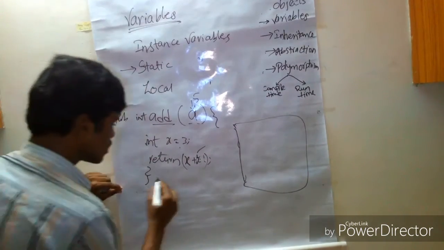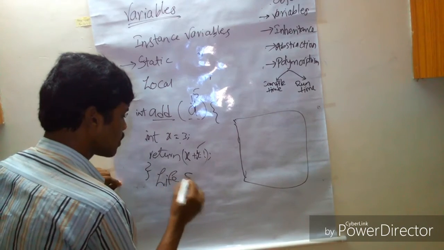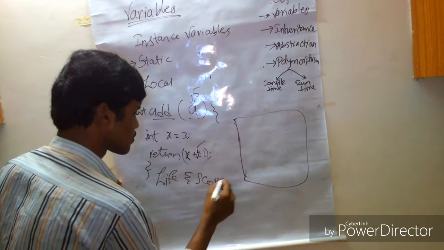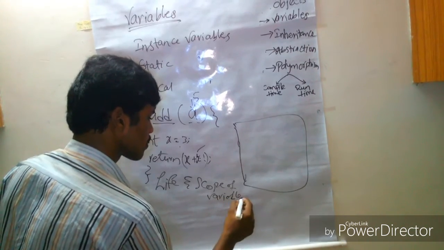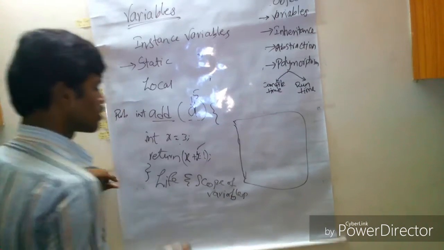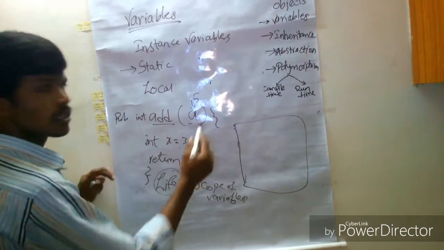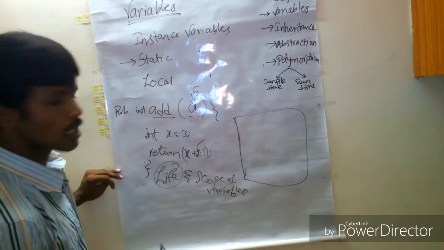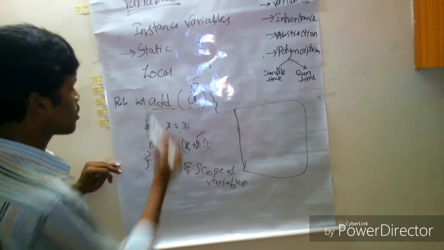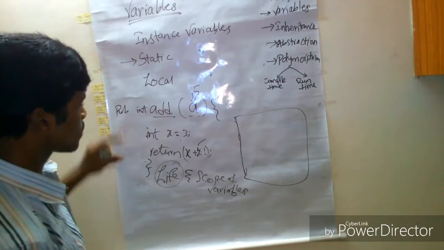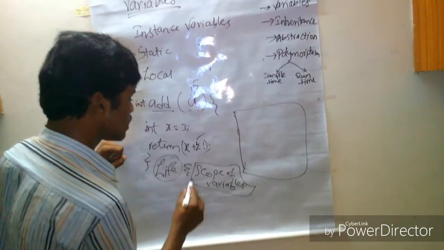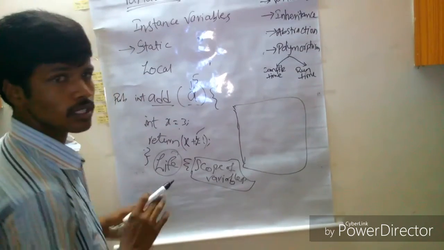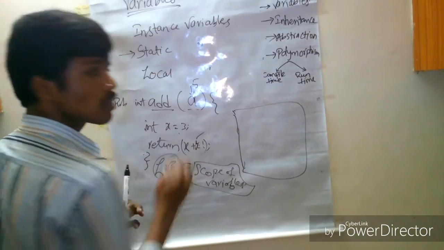And this depends on the life and scope of variables. The life of a local variable will be till the execution of this particular method itself, and its scope will not exceed the method.